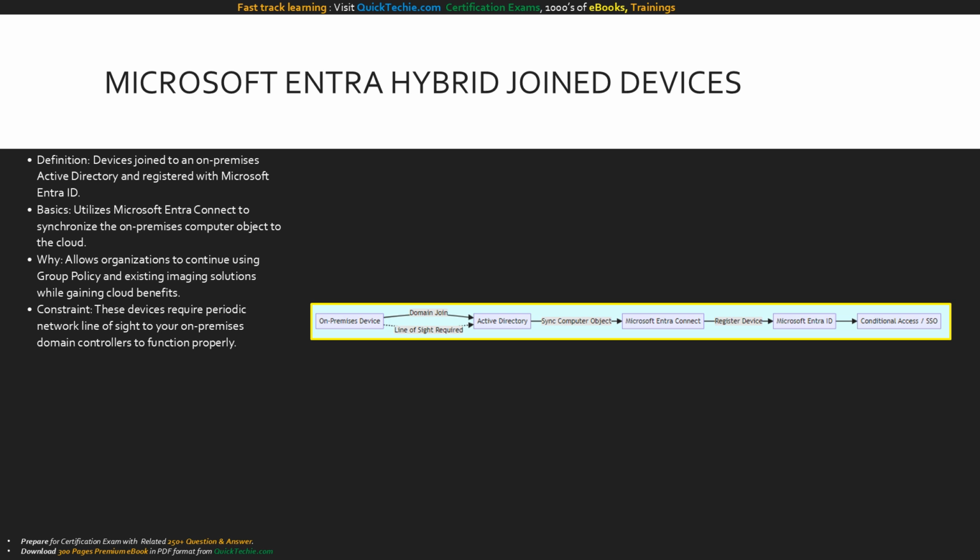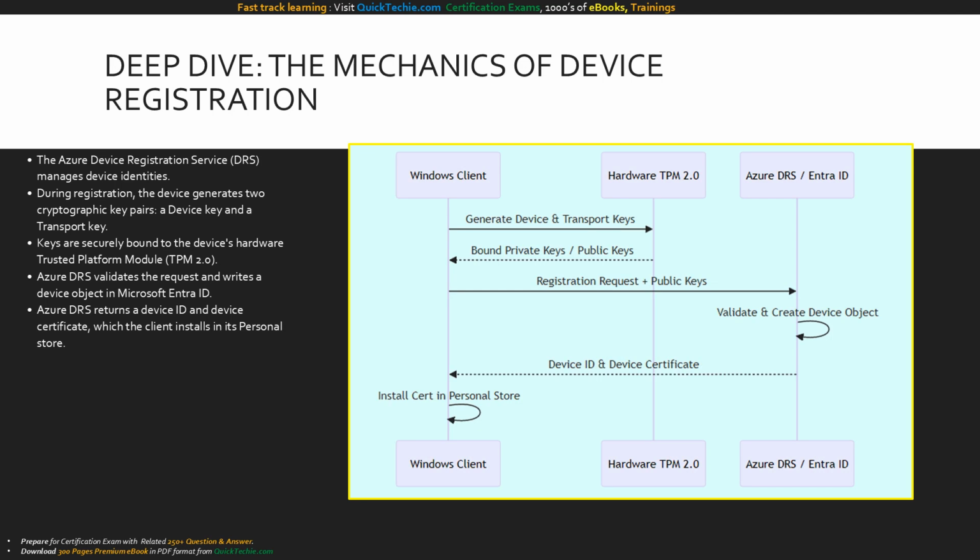Once fully synced and registered, Microsoft Entra ID can apply conditional access policies and grant SSO to cloud resources. Let's go under the hood and look at the cryptographic mechanics of device registration, which is handled by the Azure Device Registration Service, or Azure DRS.